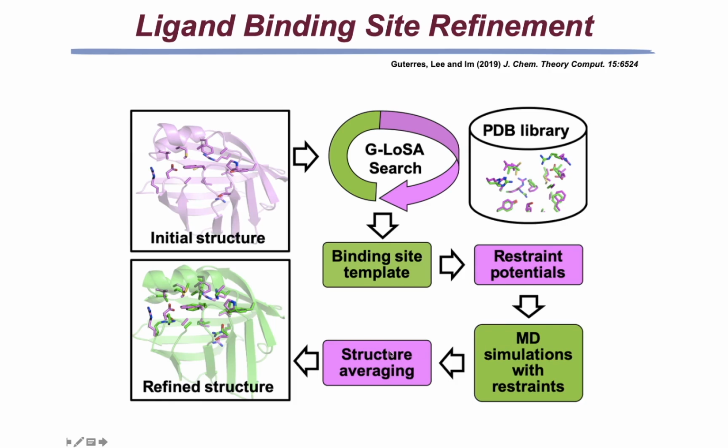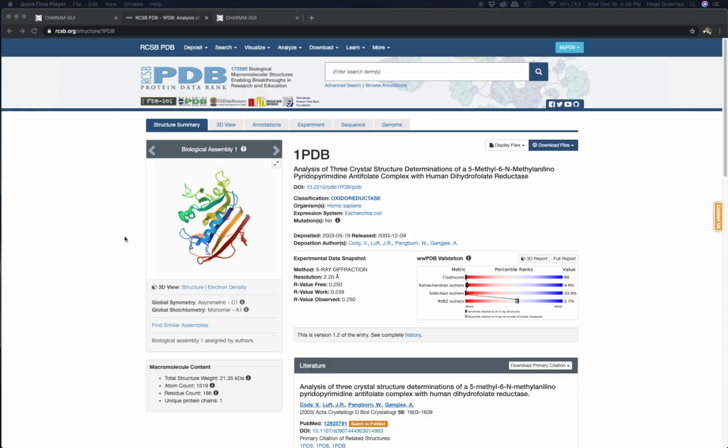At the end of our simulation, we get a refined structure, shown in green, where our ligand binding site structure has been improved. We have tested this method on 40 benchmark targets and achieved a 93% success rate. This video will demonstrate the general functionality of the LBS Finder and Refiner module.